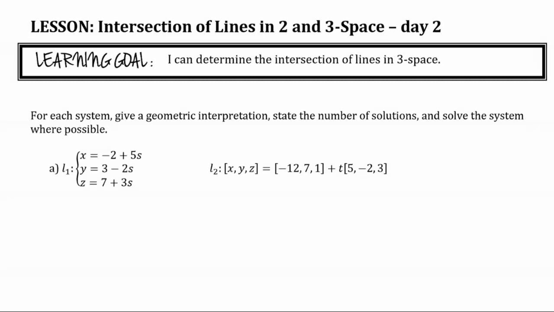All right, here's day 2 of intersection of lines. So yesterday, at least to me, felt a bit scrambled. And I think that's because it's a lot of information all at once. We are looking at lines in two space, which is something that you've done grade 9, grade 10, looking at how they intersect. But we did it with a new notation, which is very different. And intersection of lines is something that you've done every year since grade 10, solving systems of equations.